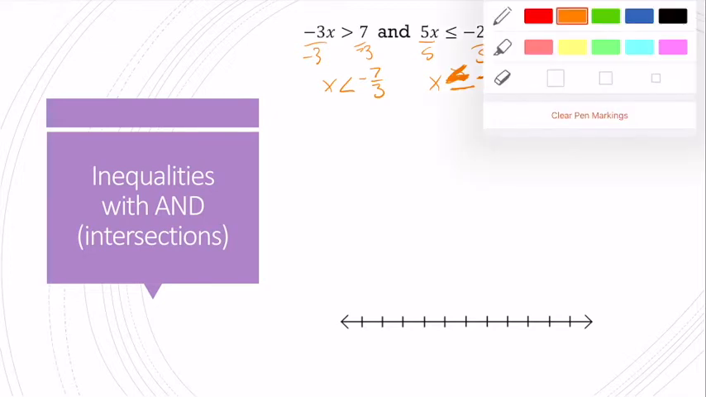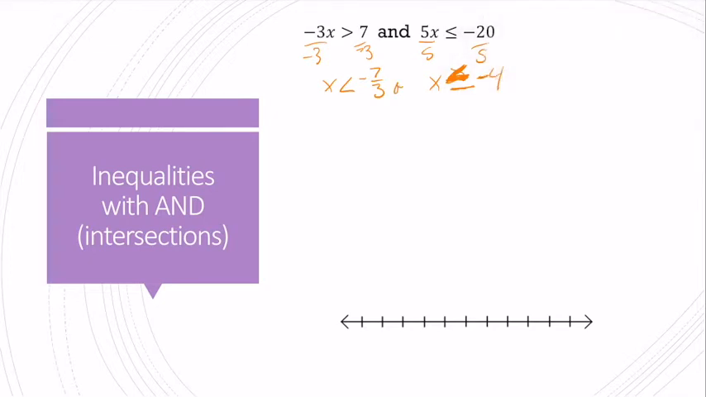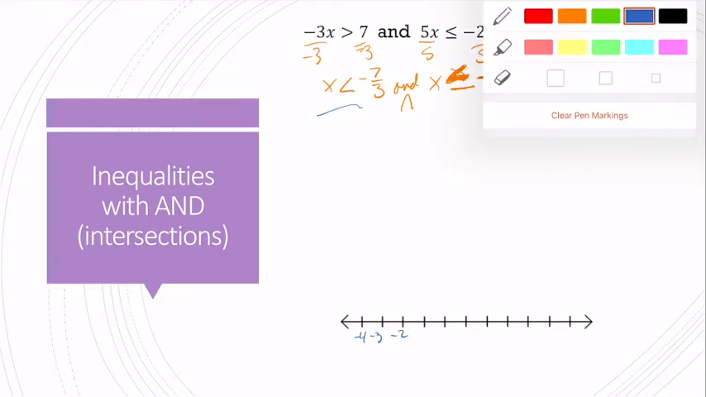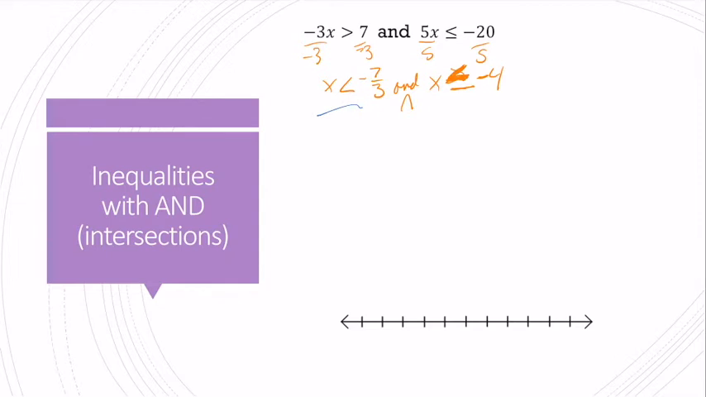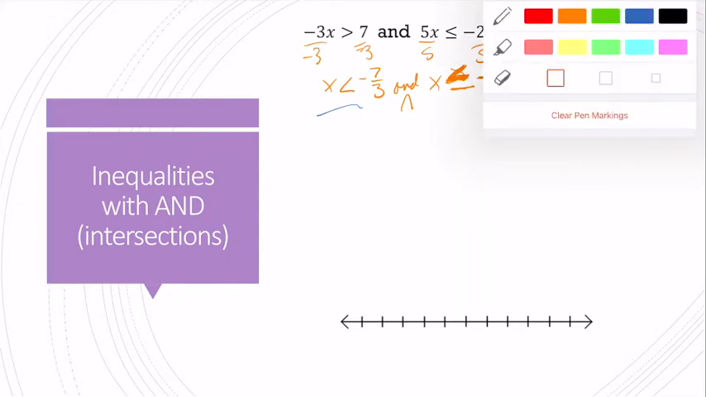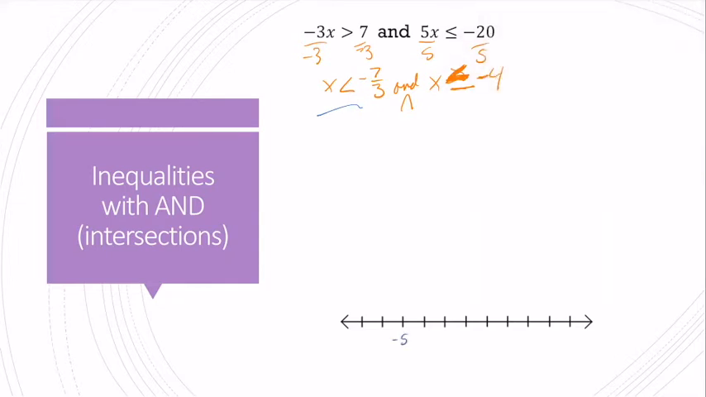So let's go ahead and graph both of these, and I'm trying to find the intersection. So I'm going to graph x is less than negative 7/3 in blue. Let me go ahead and label my number line. Negative 7/3, that's close to negative 3, right? Let me move things over so we can see things a little more clearly. Negative 6, negative 5, negative 4, negative 3, negative 2, negative 1, 0.